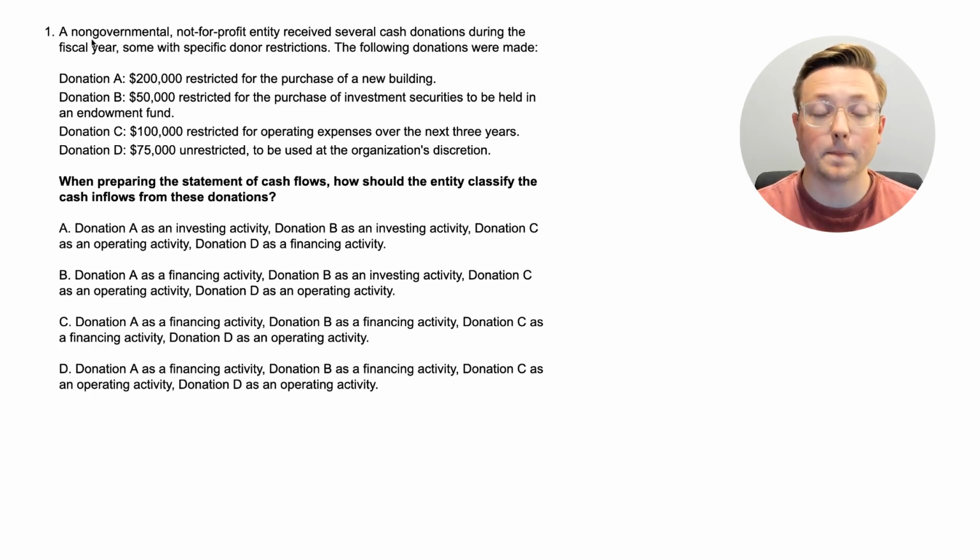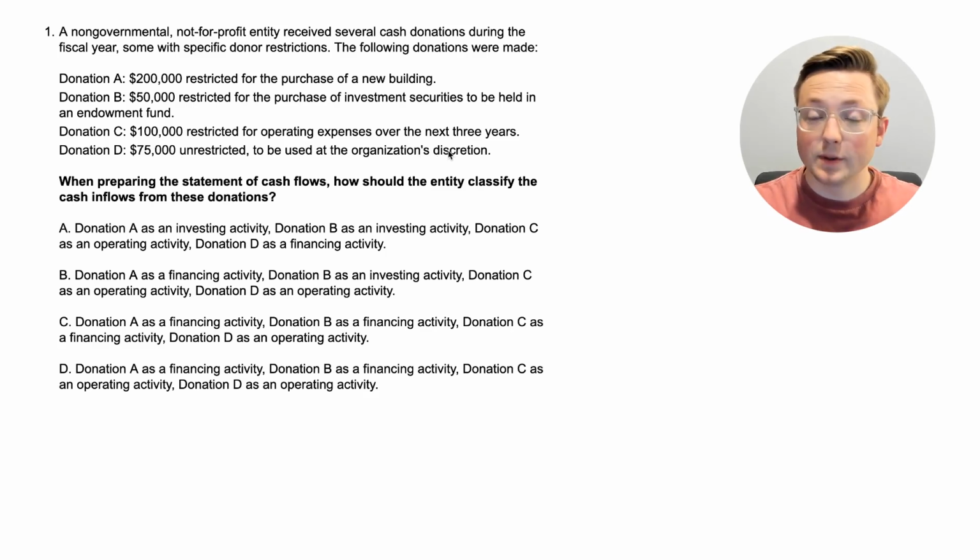So let's go back up. A non-governmental not-for-profit entity received several cash donations during the year, some with specific donor restrictions. The following donations were made. So there was donation A, that was $200,000 restricted for the purchase of a new building. Donation B, that was $50,000 restricted for the purchase of investment securities to be held in an endowment fund. There was donation C, which was $100,000 restricted for operating expenses over the next 3 years. And then finally, donation D, $75,000 that was unrestricted to be used at the organization's discretion.